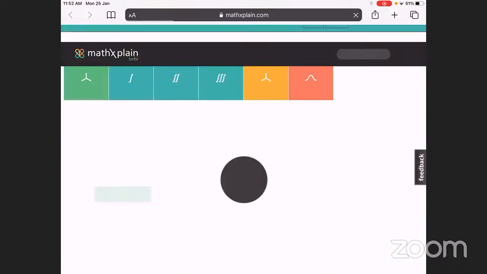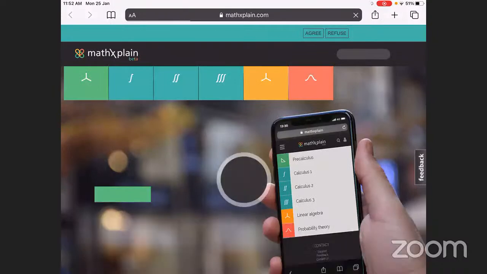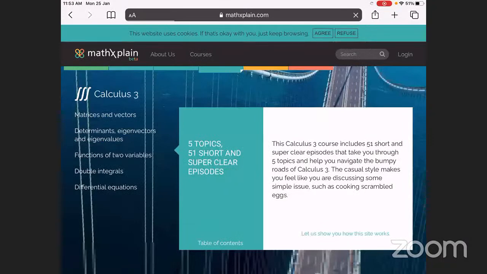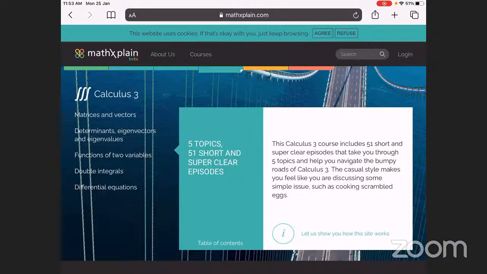This is another typical website where someone can learn these courses. Courses like pre-calculus, calculus 1, calculus 2, and calculus 3, linear algebra, probability theory. These are the courses one can learn from this website. This is what I wanted to show you. And let us try to look at what actually this contains. To have a better understanding, I want to look at calculus 3. Calculus 3 should lead to what? Advanced calculus. Matrices and vectors, determinants, eigenvalues and eigenvectors, functions of two variables, double integrals and differential equations.